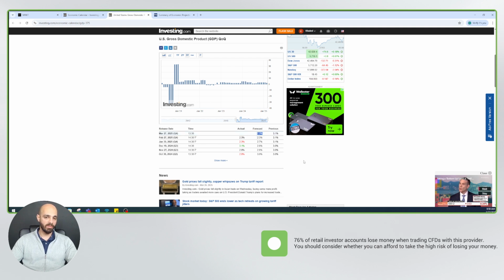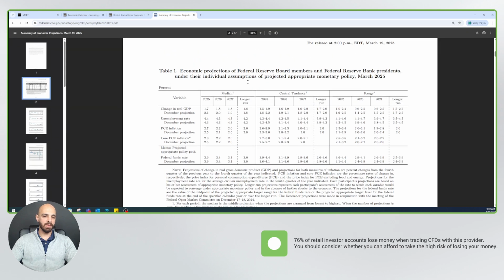Why are these numbers very important to look at? Last week, we had the Fed meeting and the summary of economic projections. As we know, the Fed decreased their forecast for 2025 GDP from 2.1% down to 1.7%. And on the other hand, they have increased their inflation expectation, and this could be a sign of possible stagflation.